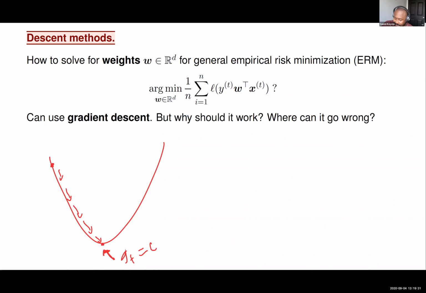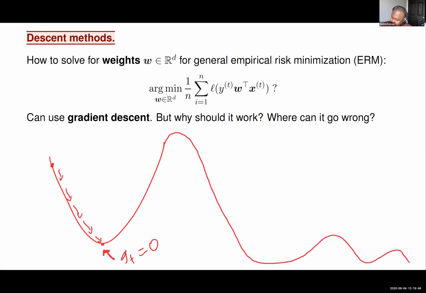Okay, so gradient is 0, right? Because it's a flat region. So the definition of gradient, again, will easily show that as we get closer to an optimum, the gradient gets closer to 0. And in particular, we know when to stop because the gradient is 0, right?